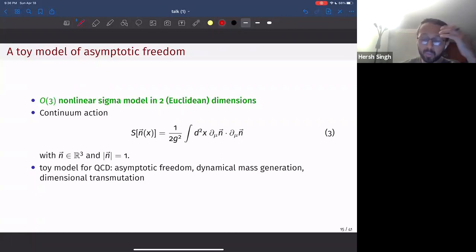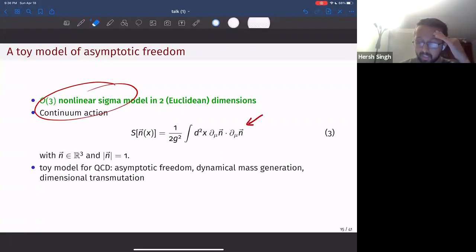To explore this question, let's talk about a well-known toy model of asymptotic freedom, the O3 nonlinear sigma model in 1+1 dimensions, or 2 Euclidean dimensions. This model can be described by this continuum action, where n is a 3-vector constrained to live on a sphere, so it's a unit 3-vector, and g is a coupling. It's a very nice toy model for QCD because it has asymptotic freedom, dynamical mass generation, dimensional transmutation, all of the nice things that we like.